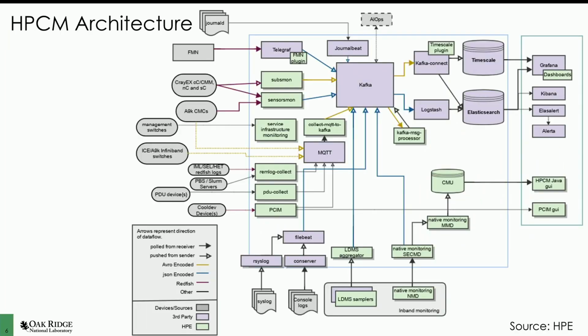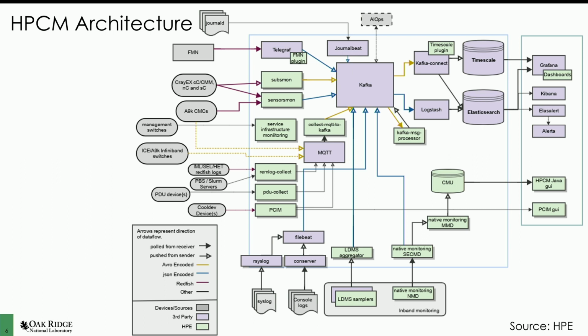So this is HPCM. Frontier is HPE. So are the other 7 systems that we're using. So HPCM, this is their architecture. I don't ever have to touch any of this, which is nice.